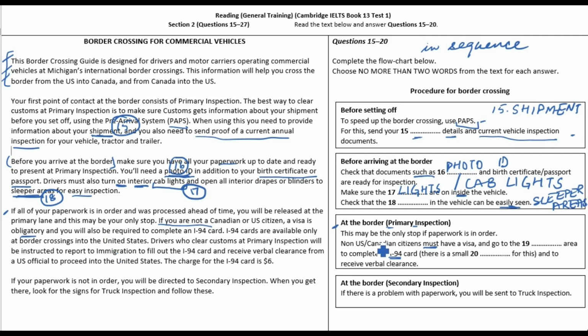These cards are available only at border crossings into the United States. So it could be border crossings area, although it sounds a little wrong. So I'll read the rest of it. Drivers who clear customs at the primary inspection will be instructed to report to immigration to fill out the form. Fill out the form is complete the form, and therefore you need to go to the immigration area. This is where the answer is.